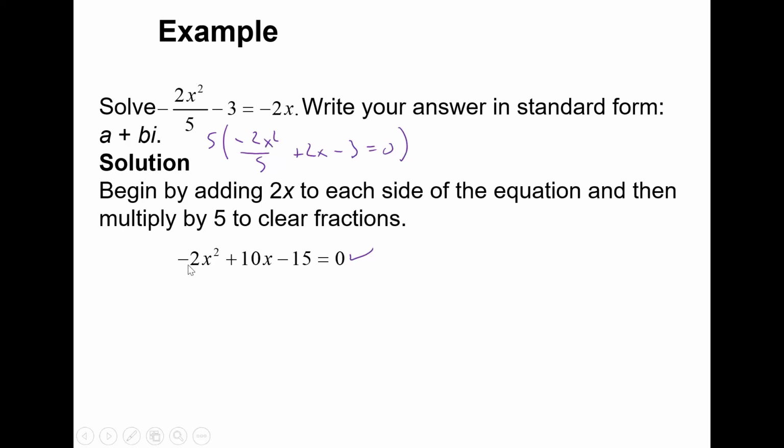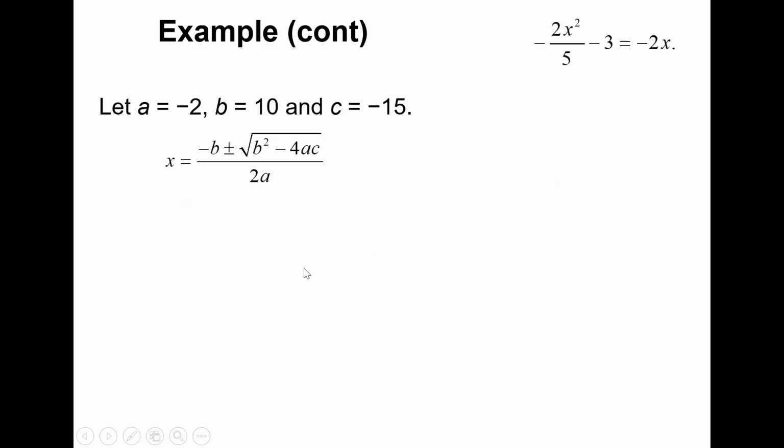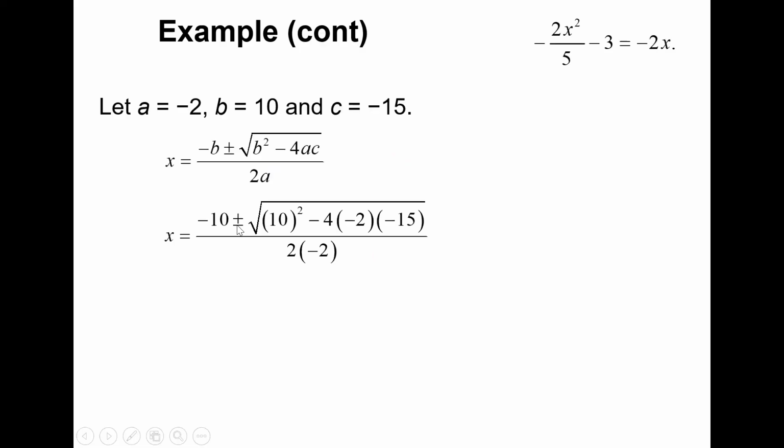All right, so now that's a, that's b, that's c using our quadratic formula. What we get is minus 10 plus or minus this whole thing here. And so we have a minus, a minus, and a minus. So that's going to be all negative here. So it's going to be 100 minus that quantity, and it gives us a negative 20. And so that gives us an i underneath here.